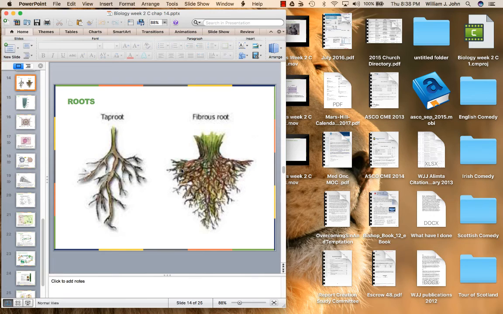So that is the overview of the Kingdom Plantae. Next week we will have another lecture on the plant kingdom.